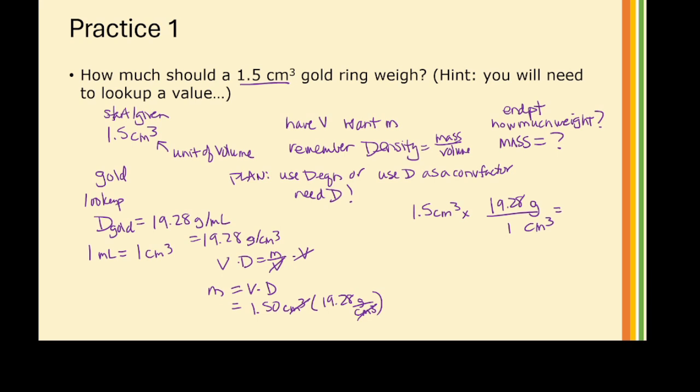So 1.50 times 19.28 equals 28.92 grams. I would round my answer. This is multiplication. This has 2 sig figs, this has 4 sig figs, and this is exact. So I'm going to round to 2 sig figs, 1, 2, and I would get 29 grams.